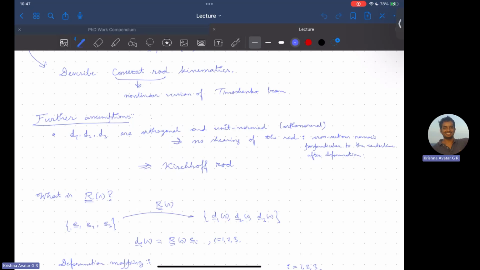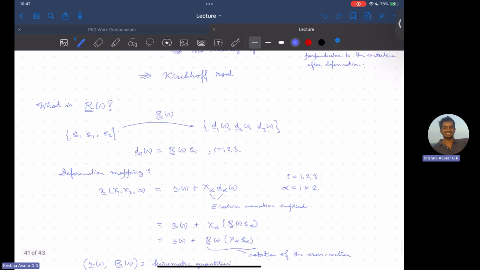In the Kirchhoff rod, we assume that this triad D1, D2, D3 is orthogonal and unit normed, thereby orthonormal, right? And in this case, we do not allow for any shearing of the rod, and the cross sections remain perpendicular to the center line after deformation.